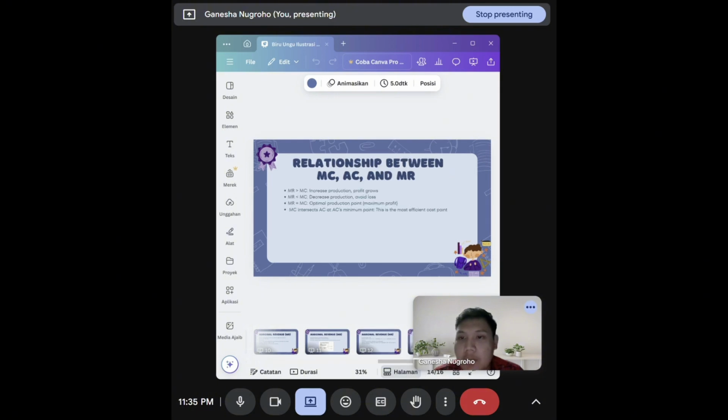Relation between marginal cost, average cost, and marginal revenue: increasing production grows profit; decreasing production reduces profit; the optimal production point gives maximum profit. Marginal cost intersects average cost at its minimum point. This is the most efficient cost point.